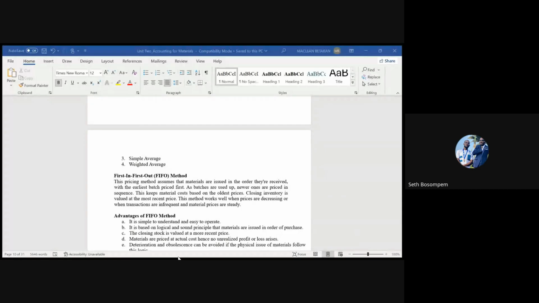So please, this method is where the first items purchased or produced are the first to be sold out. The older stock is used or sold first. Let's say you buy 100 items on Monday, maybe each one will go for 10 cedis. Then you buy 100 items at 12 cedis on Wednesday. If you sell 100 items on Friday, the cost of the 100 items sold will be calculated using the Monday purchase price. That is the 10 cedis.